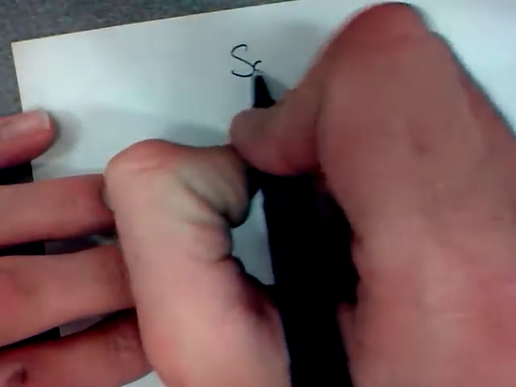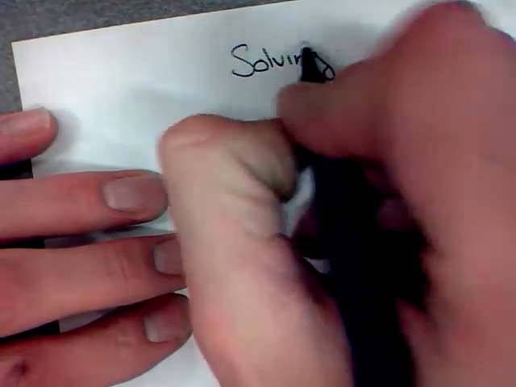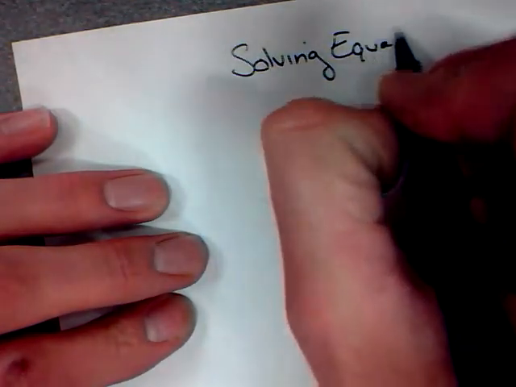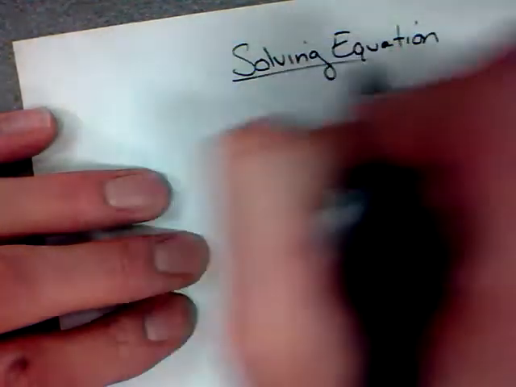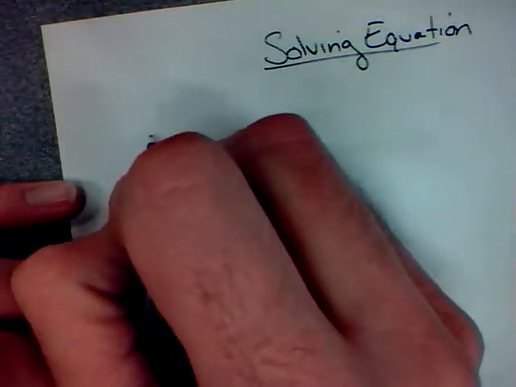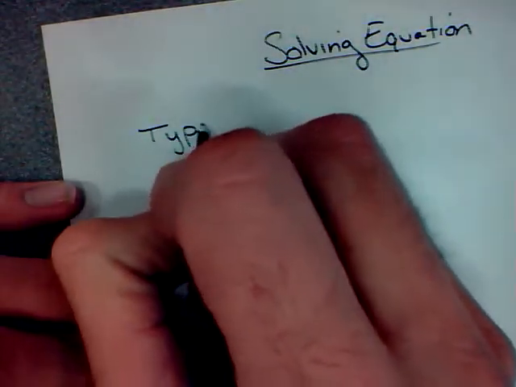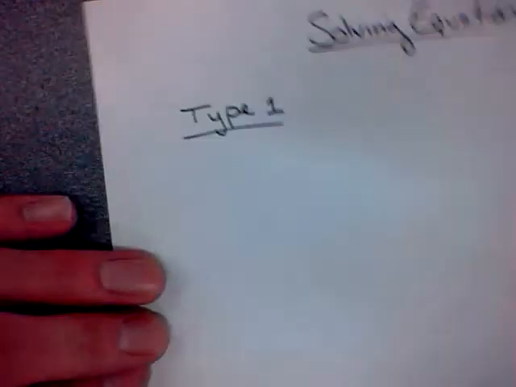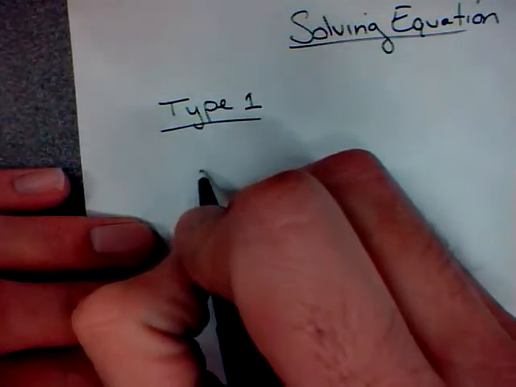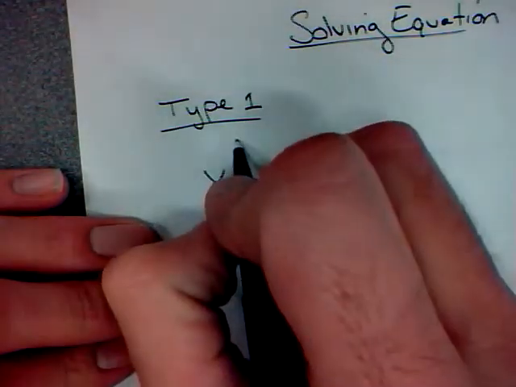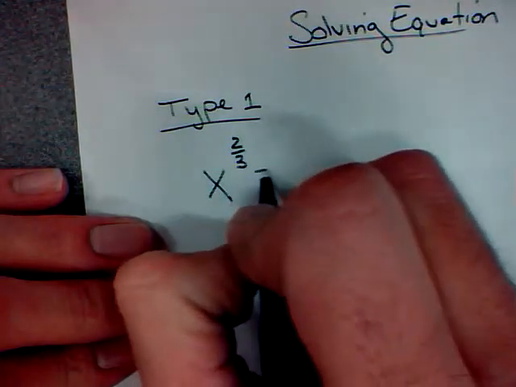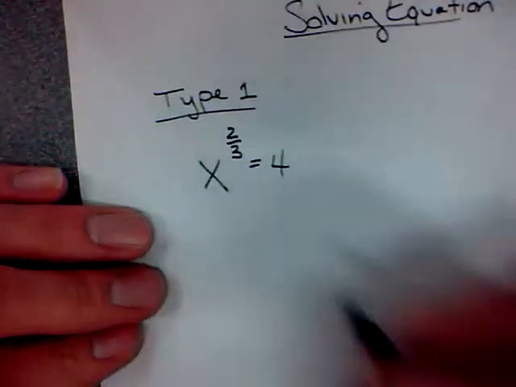As an intro to the final part of the review guide, what we're going to do is look at solving equations. And for solving equations, basically it comes up to three types. We're going to have type 1 problems. Type 1 problems, you're going to have a variable to a power equals a number.